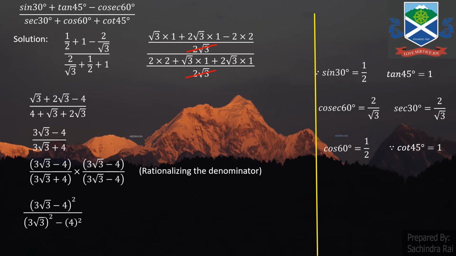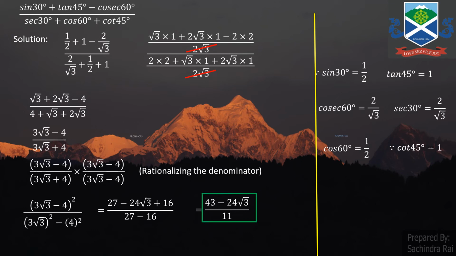So after rationalizing, we get 3 root 3 minus 4 whole square divided by 3 root 3 square minus 4 square. And when we open the bracket, or apply the algebraic identity, we get 27 minus 24 root 3 plus 16 divided by 27 minus 16, which results in 43 minus 24 root 3 divided by 11, which is the value for the question given to us.